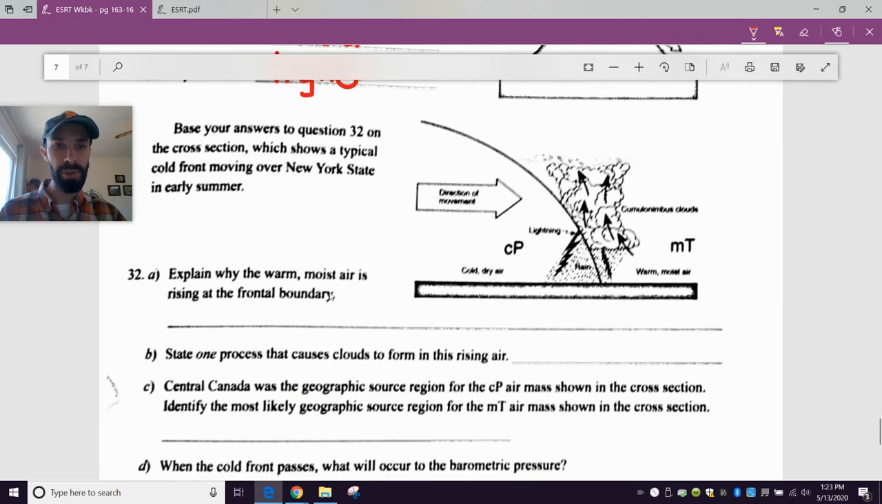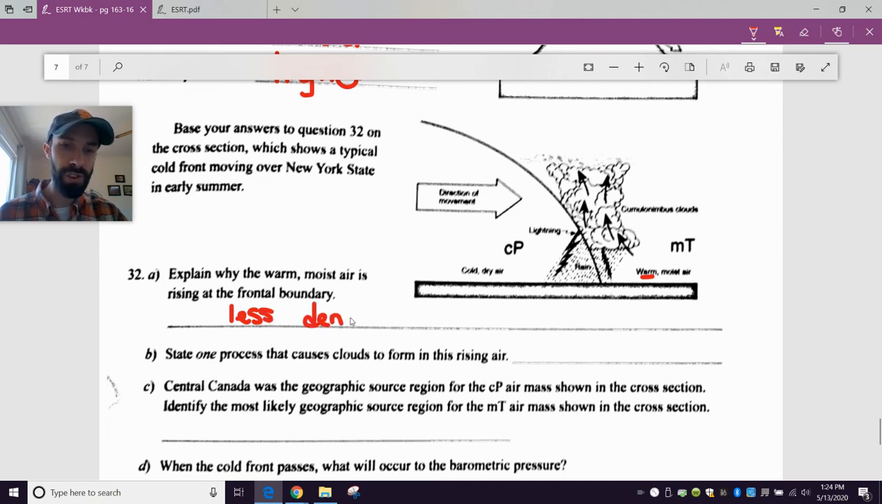Okay, 32A. Explain why the warm, moist air is rising at the frontal boundary. A lot of things you could say here. Number one, warm air and moist air is less dense. So I would write less dense. That's a really good answer to that question. Very simple, right? It's less dense, so it rises.